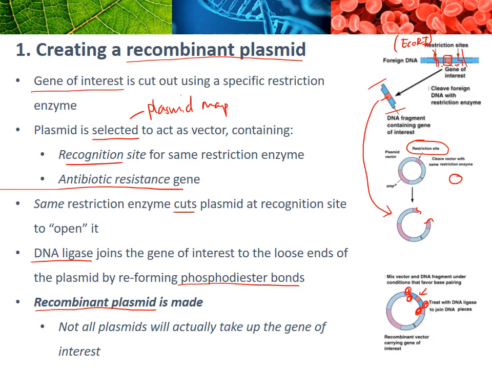It's important to know that when this is done, lots of plasmids and lots of genes of interest will be put into a test tube together, not all plasmids will actually take up that gene. A lot of the time, if we open up a plasmid here and then put DNA ligase in, it's just going to join this back up again. Okay, so it's just worth knowing from a scientific standpoint, it's not always successful, which is why lots and lots and lots of plasmids and lots of different genes will be added together in the first place. Okay, so at the end of this, we have what's called a recombinant vector that has our gene of interest inside it.